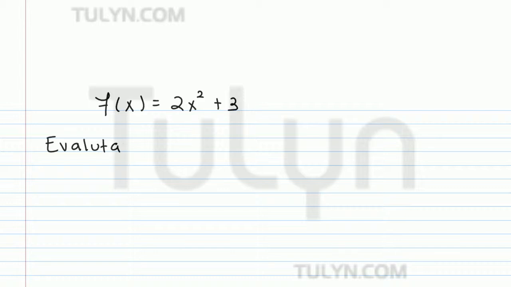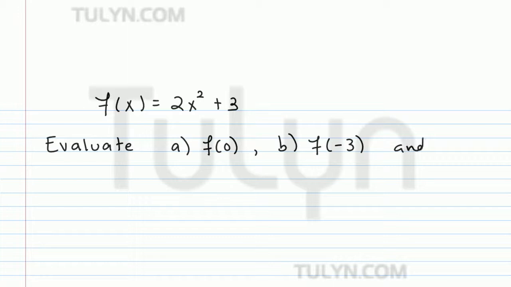So say I give you a function that looks like this. f of x is equal to 2x squared plus 3. What I want you to do is to evaluate f of 0, f of negative 3, and f of 2. So let's start with a.